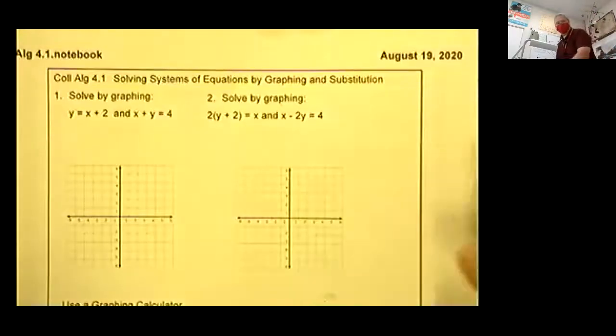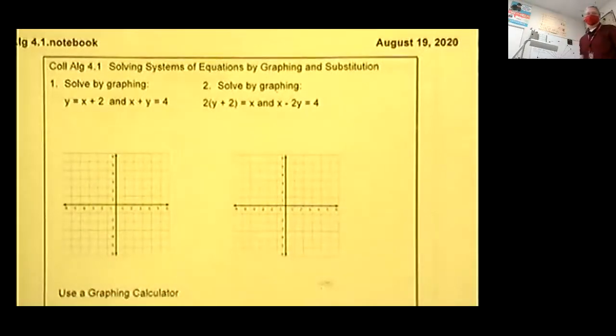Hey, college algebra kids. Today we're looking at solving systems of equations, two variables, with graphing and substitution. Solving systems of linear equations, graphing and substitution. Notes out, and here we go. You looked at these again in Algebra 1 and Algebra 2, and we're going to look at them again.